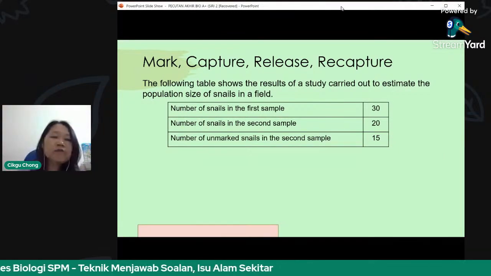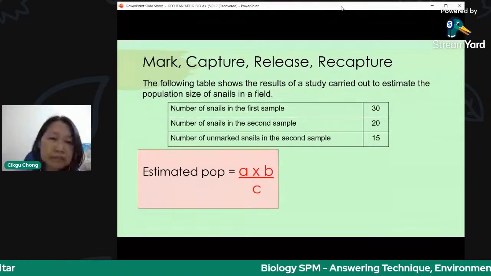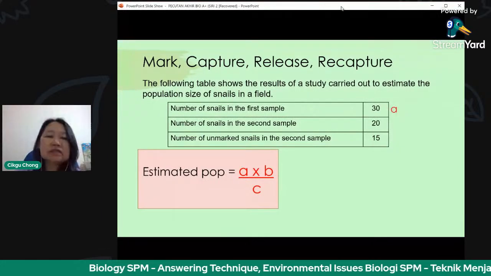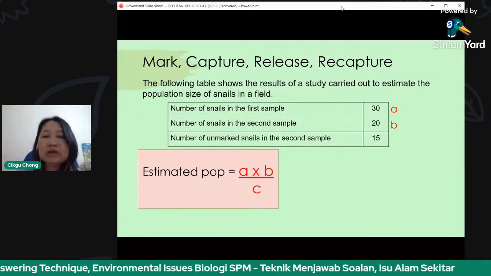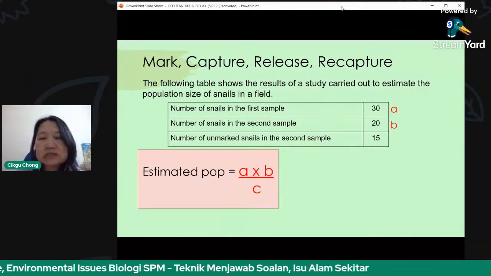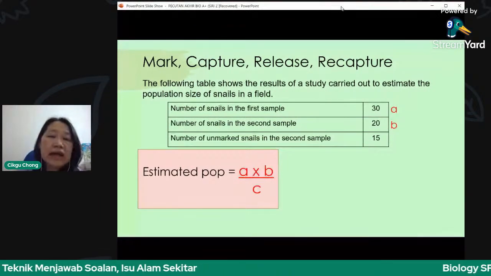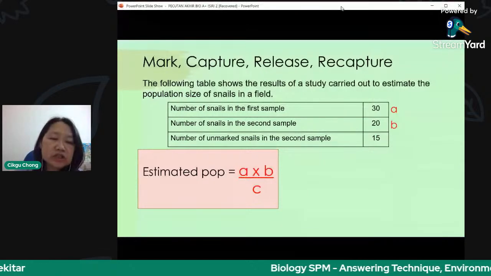So your formula here is A times B divided by C. Be careful. You know what is A? A is definitely the first sample. The number of snails in the first sample times the number of snails in the second sample. Don't care whether it's marked or unmarked. You just take everything from the B. So 30 times 20, and you divide by C. C is actually referring to the number of marks.